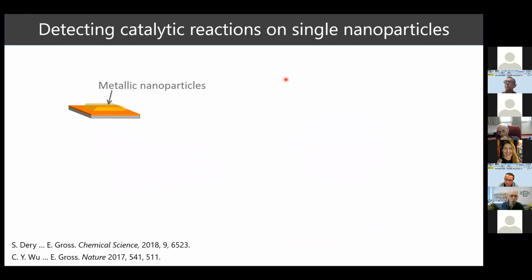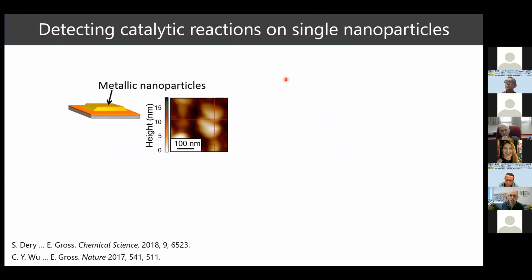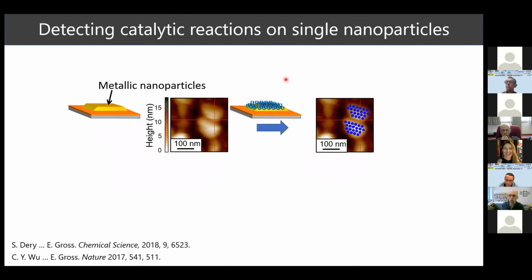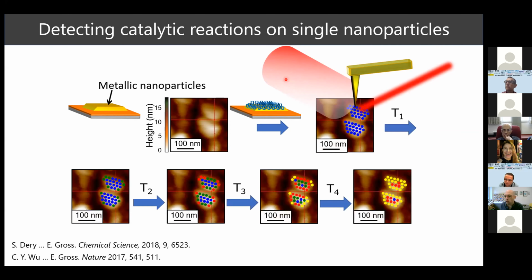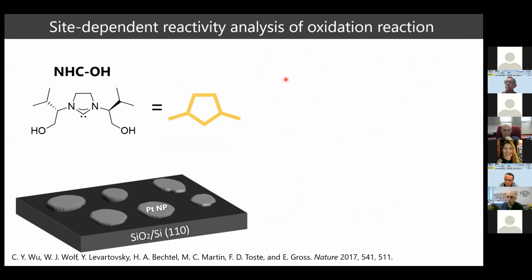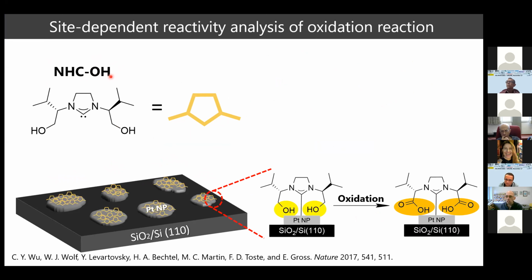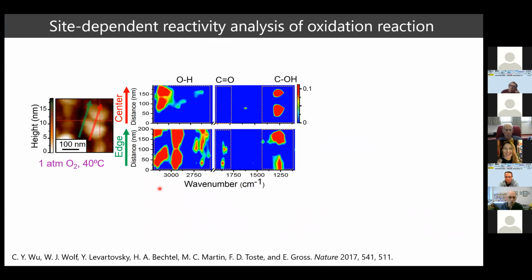So the idea is that we will take the nanoparticle, here you can see the AFM image, coat them with these probe molecules, and then start to expose them to different reaction conditions, and we can track the progression of the reaction. So the first example is an oxidation reaction. We put this molecule on a platinum nanoparticle. This is a carbene molecule with a hydroxyl group. And then we can track the oxidation. We can track the transformation from OH all the way to aldehyde or acid. So this is the main outcome of this kind of study.